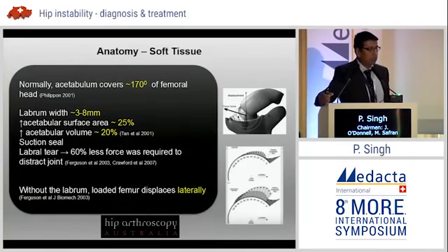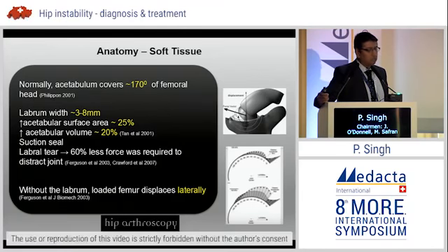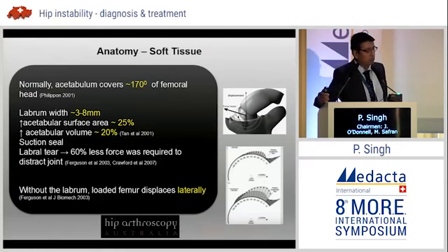When we look further into the soft tissues, we go within the hip joint itself. We've heard from Mark Saffron that the acetabulum does cover approximately 170 degrees of the femoral head. And we know the labral width varies enormously, ranging from 3 to 8 millimeters. And in high acetabular dysplasia, this can often be much greater than this. The acetabular surface area is increased by 25% with the presence of a labrum. We know the acetabular volume increases by 20% in the presence of a labrum.